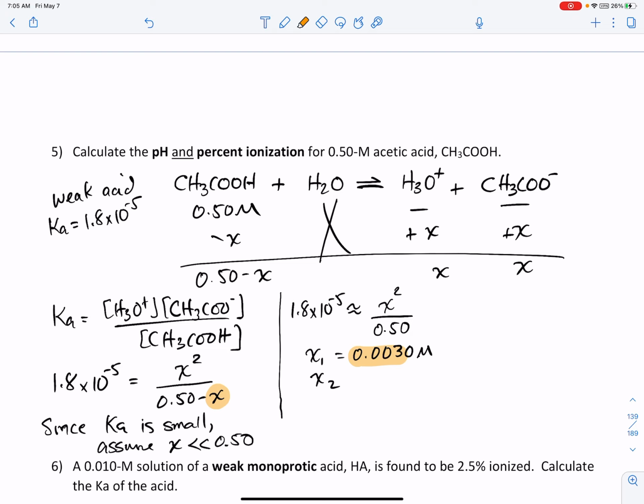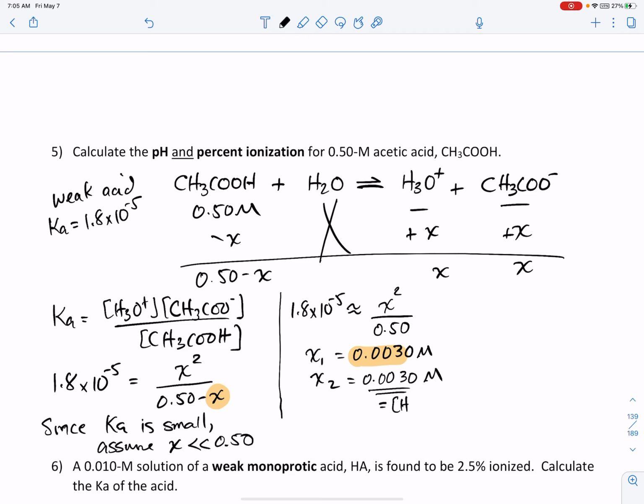So we'll now square root the answer, and we get the same thing. We get, when rounded off, 0.00299, which becomes 0.0030 molarity. Because my answer stopped changing, we're done. That's the concentration of the hydronium.